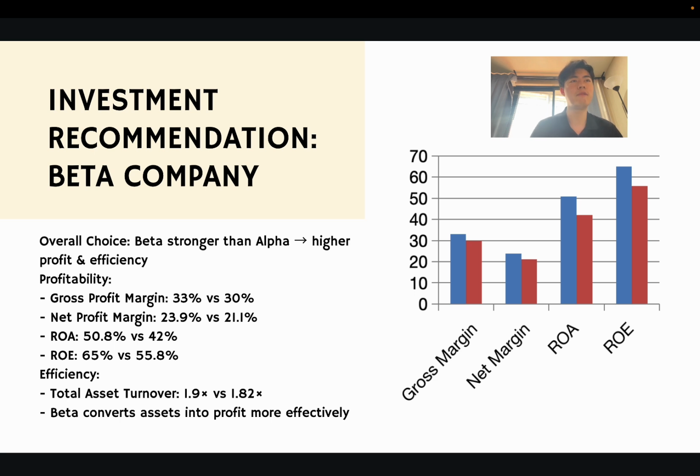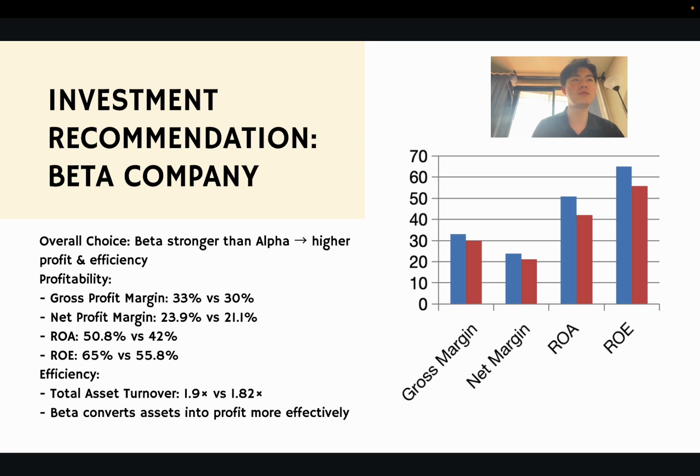Let's start with profit. Beta makes more money from sales. Its gross profit margin is 33%, higher than Alpha's 30%. The net profit margin is also better, about 23.9% compared to Alpha's 21.1%. This means Beta keeps more money from each sale.